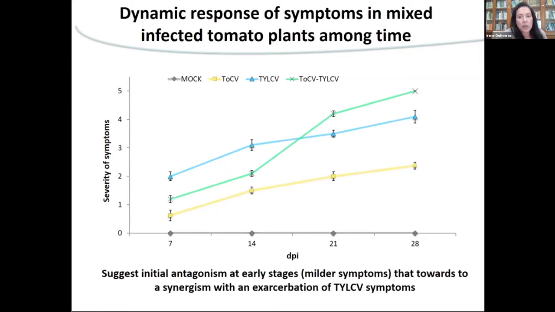In plants infected only with TOC or only with TY-LCV, we observe typical symptoms induced by each of these viruses, showing a higher severity of the symptoms in those plants infected with TY-LCV when comparing with the plants infected with TOC. However, in the case of mixed infections, we show different outcomes over time, suggesting that an initial antagonistic interaction occurs at the early stages of the infection, showing similar symptoms to those observed in single infection with TOC, that turns into a synergistic interaction with an exacerbation of TY-LCV symptoms.